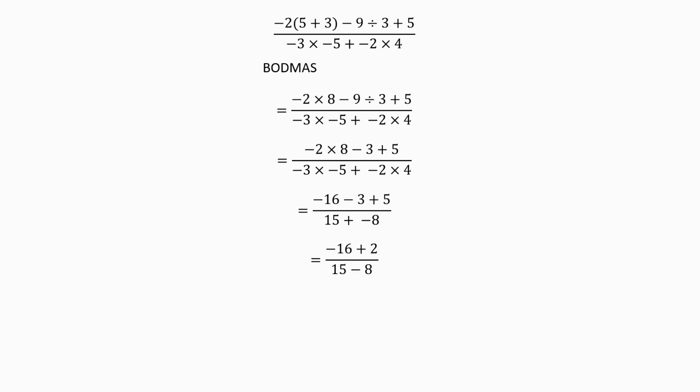And the last set is subtraction. We have -16 plus 2, that gives us -14, and 15 minus 8, which gives us 7. So the new expression becomes -14 divided by 7. And -14 divided by 7 is -2. So that is how you evaluate without using a calculator.